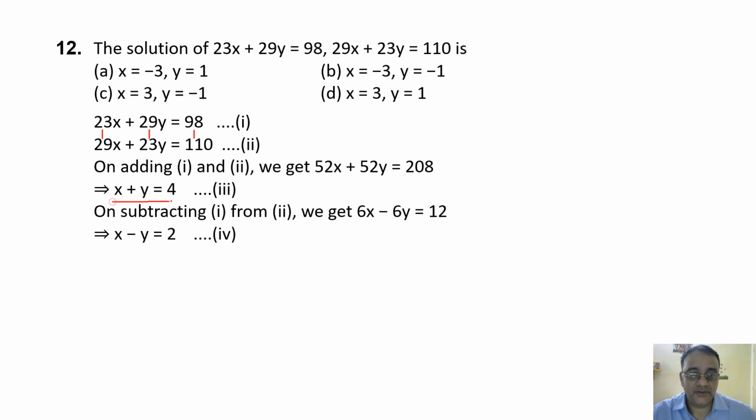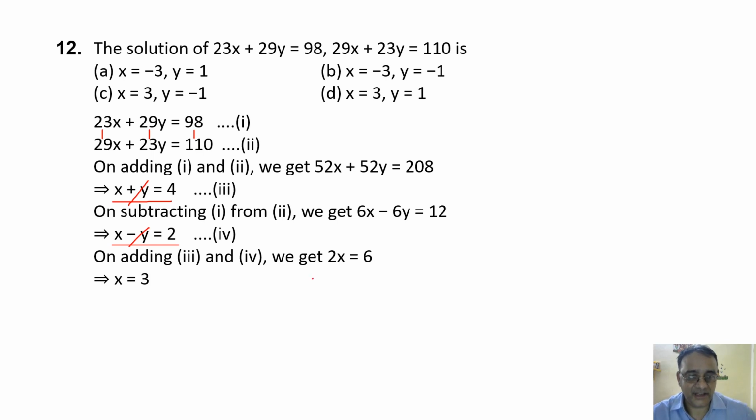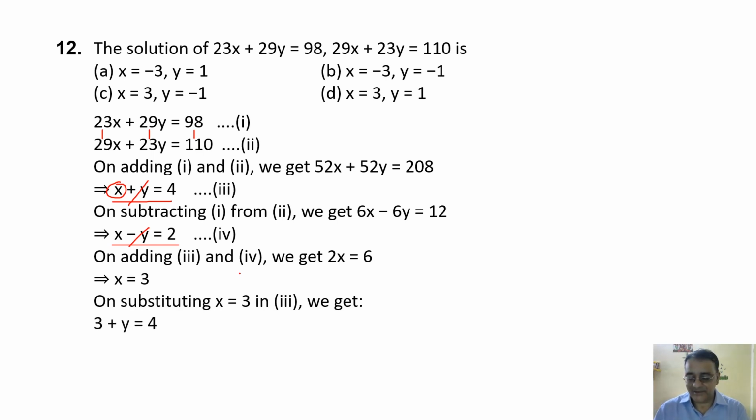Now we have to solve these two equations. So add first. If you add, what will you get? 2x is equal to 6. Very good. So what is the value of x? Plus 3. Right. Now substitute here. 3 plus y is equal to 4. So what is the value of y? 1. Very good. So which option is the correct one? Option D. Right.